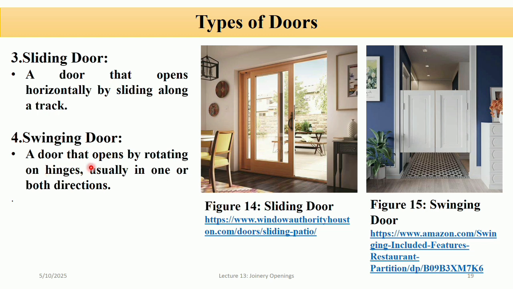Swinging door. A door that opens by rotating on hinges, usually in one or both directions. Here you can see this is a swinging door. It is used in standard room entries, front and back exterior doors, and double-acting saloon or kitchen doors that can swing both ways. It is used where a traditional hinge motion is practical and clear passing is important.